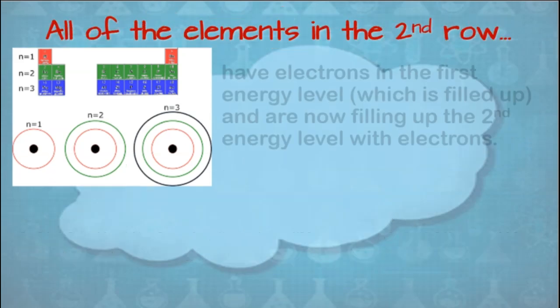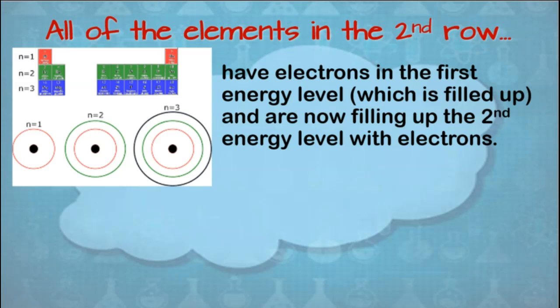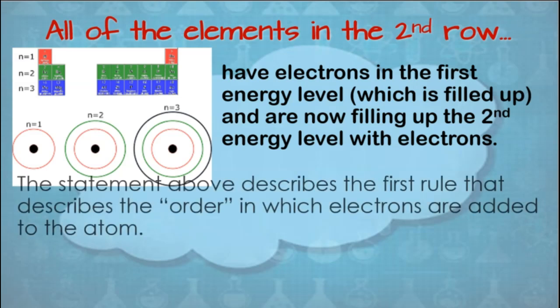Okay, so just another picture here, all the elements in the second row. The first row's filled up. Can't fill up the second until the first one's got stuff in it. But we're filling up the second row.